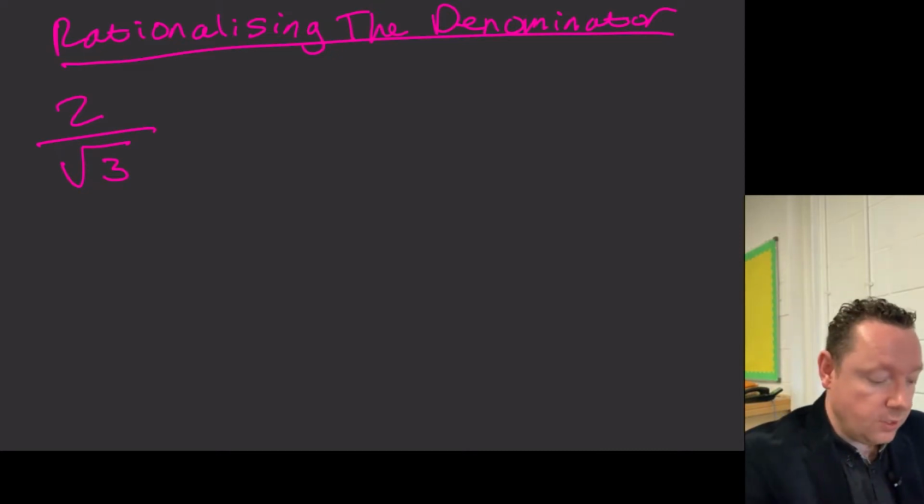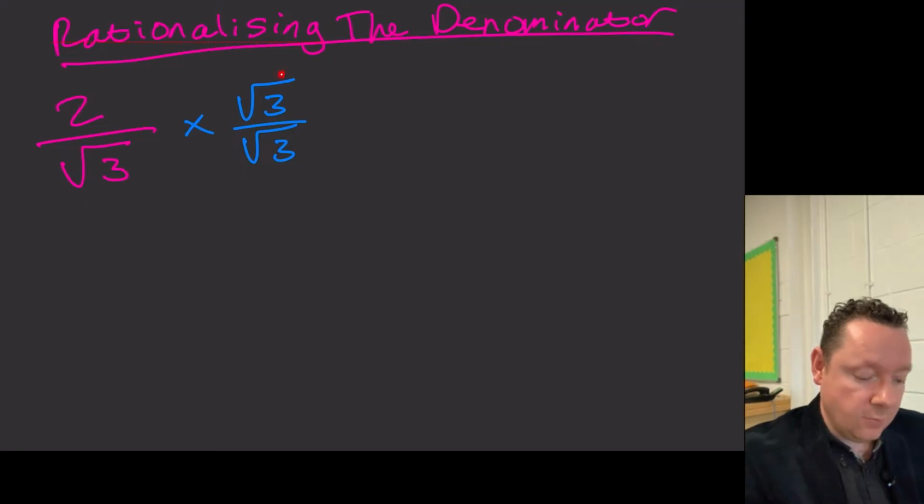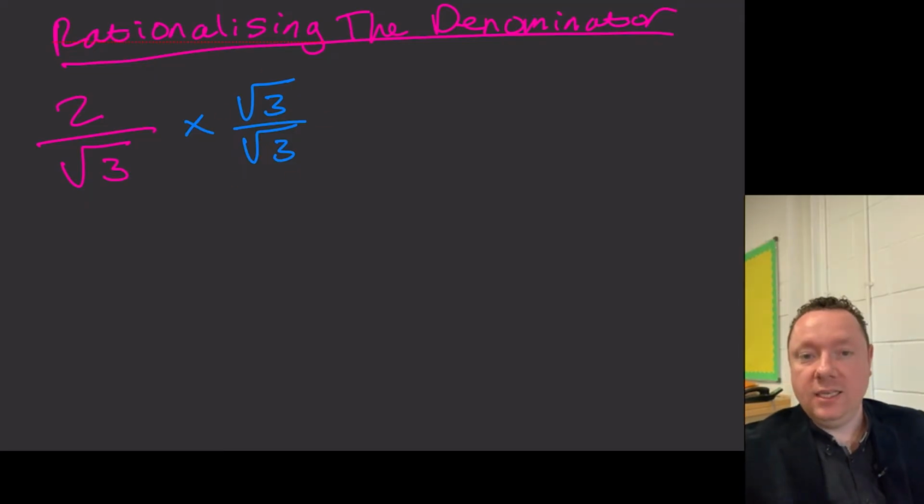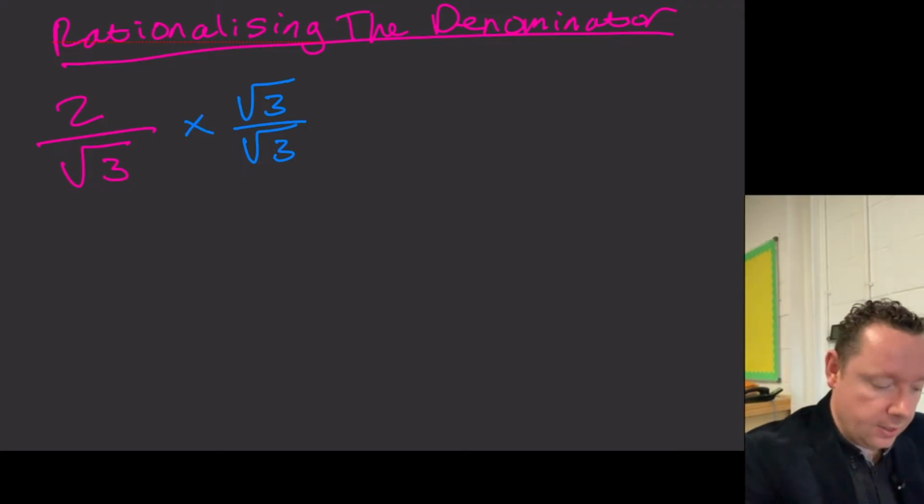And how do we do that? Well, there's a specific technique we can use, and all you need to do is times by the denominator over itself. Now, why does that work? Well, that's because you're timesing by 1. Anything over itself is 1. So by timesing by a special 1, I'm not really changing anything.